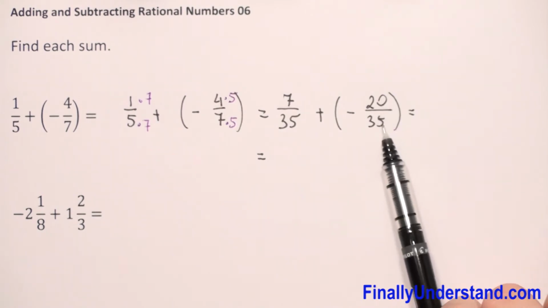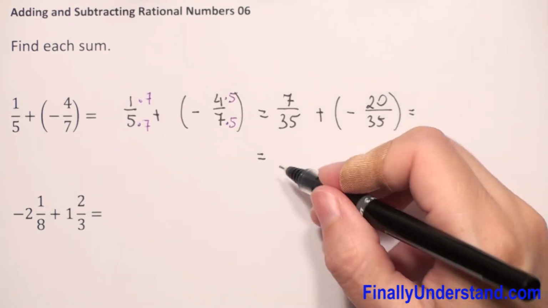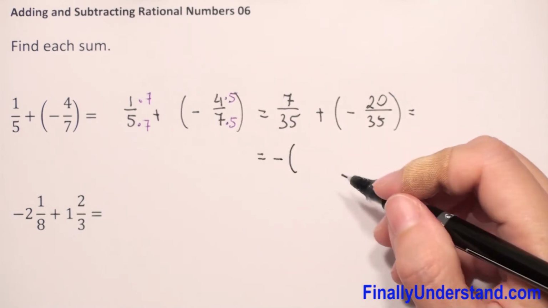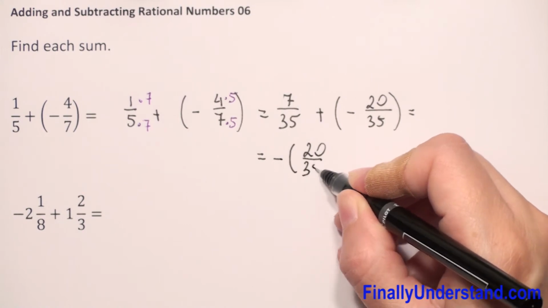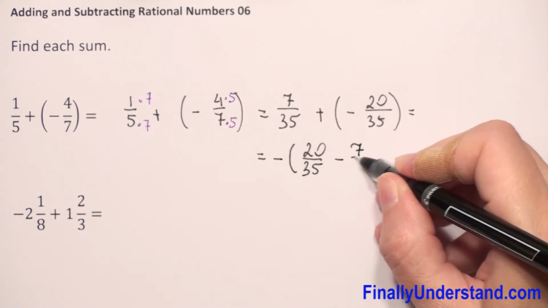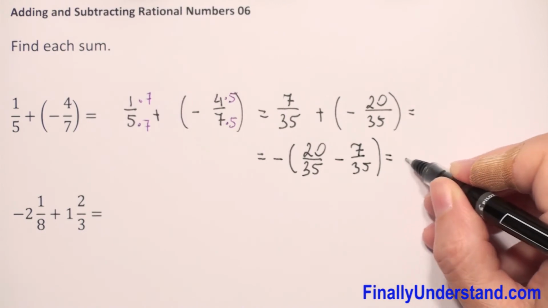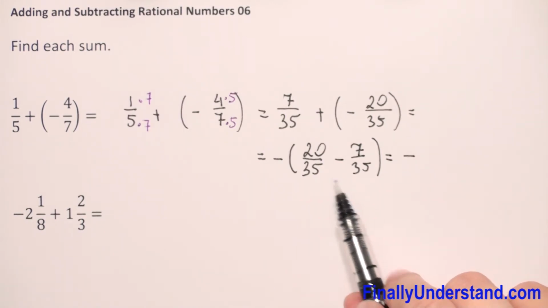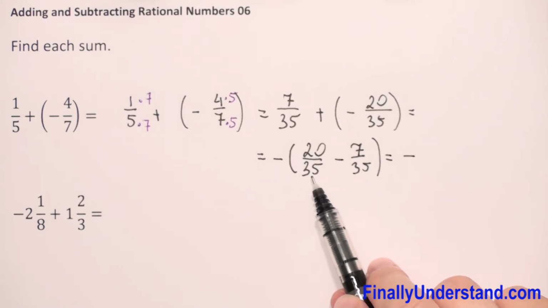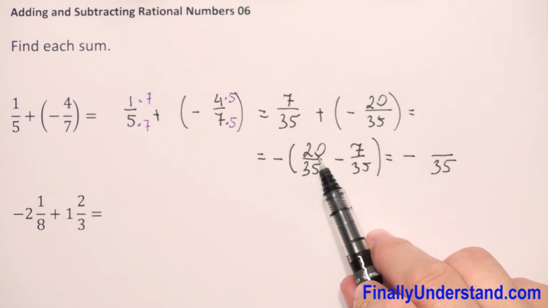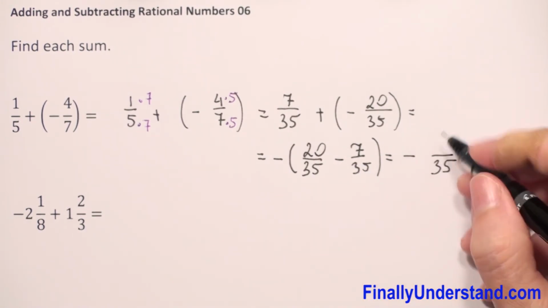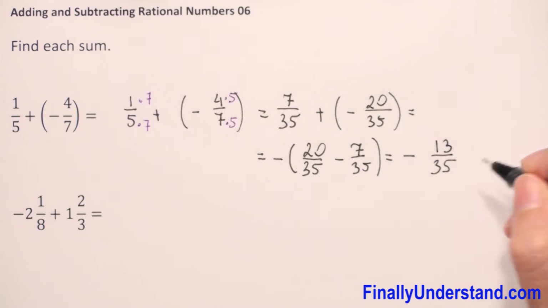Before 20 over 35, we have negative sign. So we copy this negative sign, we open parentheses, and we subtract from the greater number, so 20 over 35, we subtract smaller, so it's 7 over 35. So this is equal, negative sign we copy, and we have subtraction of two fractions. The same denominator, so we copy the denominator, and we just subtract numerators. So 20 minus 7 is 13. We cannot reduce anything here, so this is my solution.